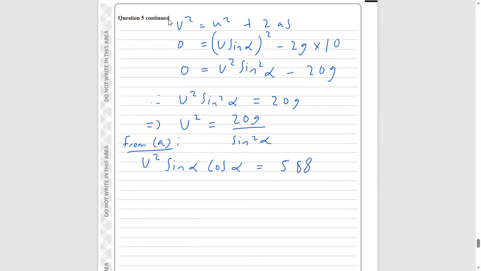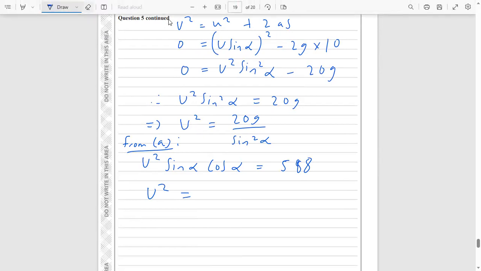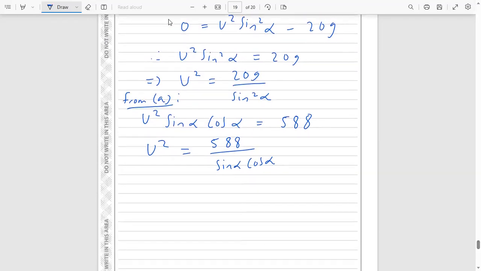So I know also that U squared is equal to, if we divide both sides by sine alpha cos alpha, 588 over sine alpha cos alpha. Great, so now we've got two equations for U squared. We've got this one here and this one here. So I'm going to set these two fractions equal to each other, because they're both the same U squared.